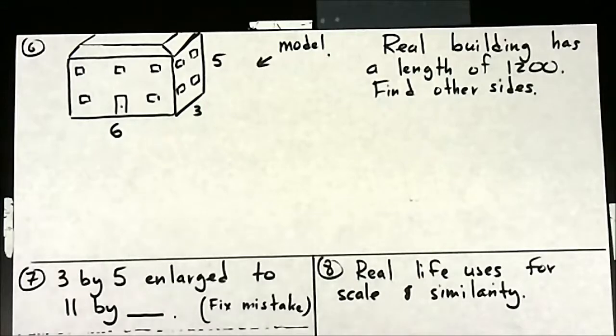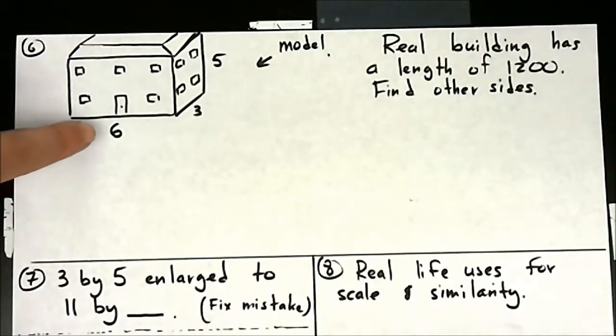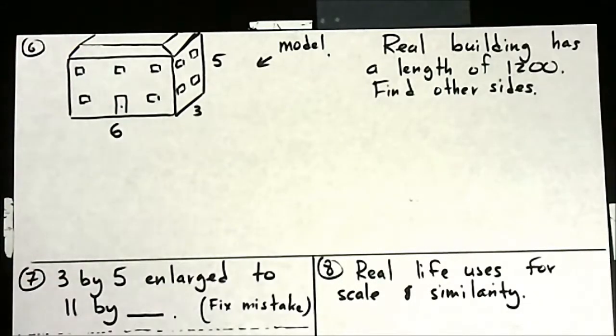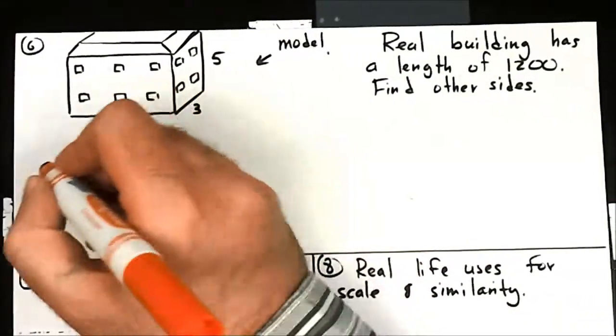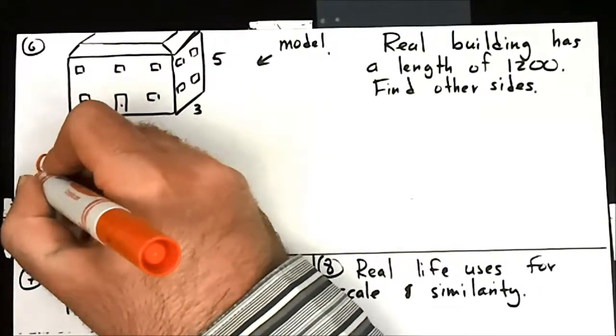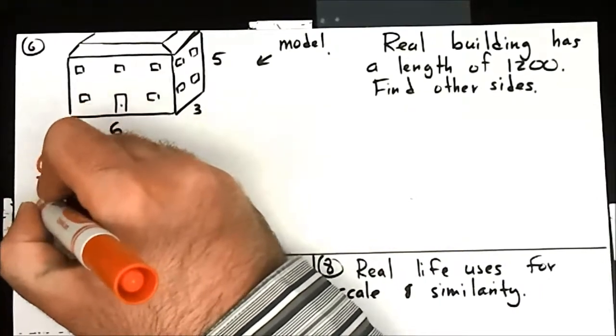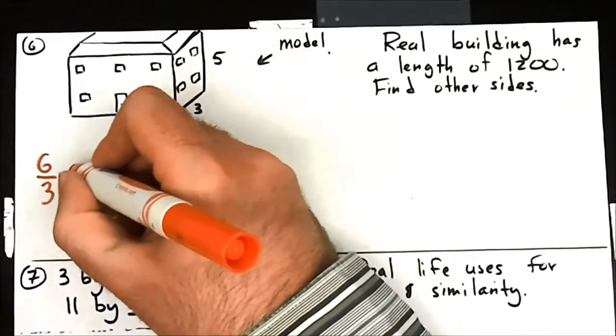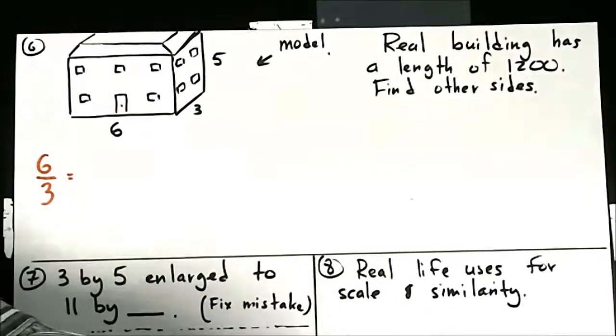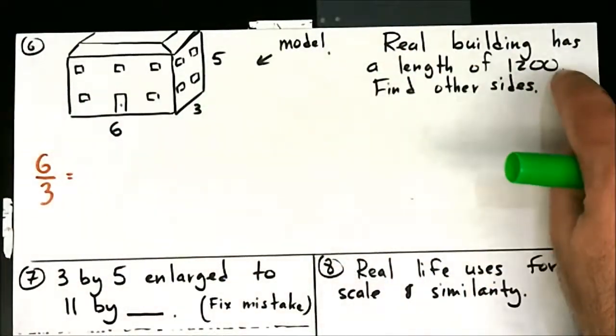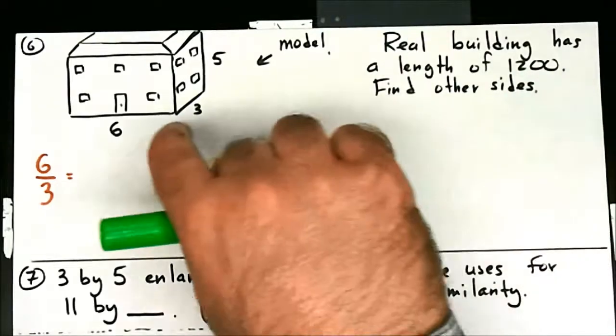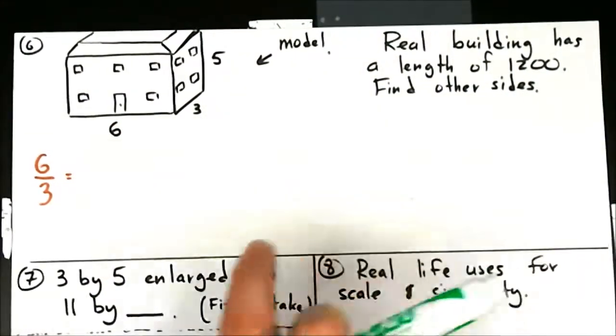The first, and it doesn't really matter which ones you compare, I'm going to compare one of the sides that I know. So I know the length of the new building, so I'm going to compare the length of the model and the width. Again, it doesn't really matter which way you start. So I'm going to say 6 over 3. The ratio of this to this equals 1200. Now that's the length, corresponds to this, and this is on top now.